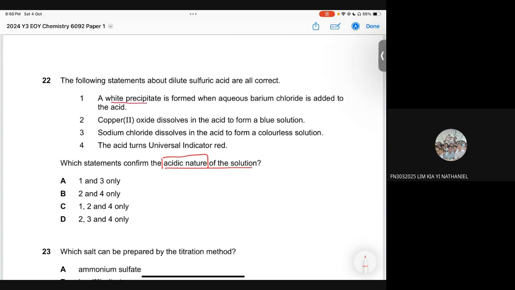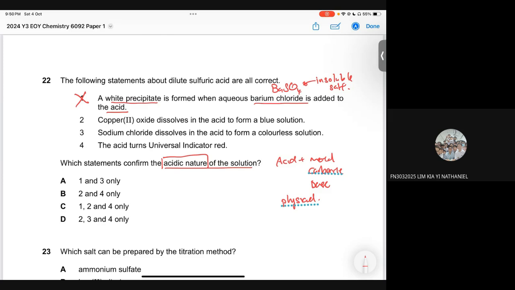First one, a white precipitate is formed when barium chloride is added to the acid. This white precipitate is formed because it forms barium sulfate, an insoluble salt. So you realize this is not a property of acid. Acid reacts with metal, carbonate and base, so these are the chemical properties. I can also think in terms of physical properties, like litmus paper and sour taste. So I know one is not correct because it doesn't confirm the acidic nature.